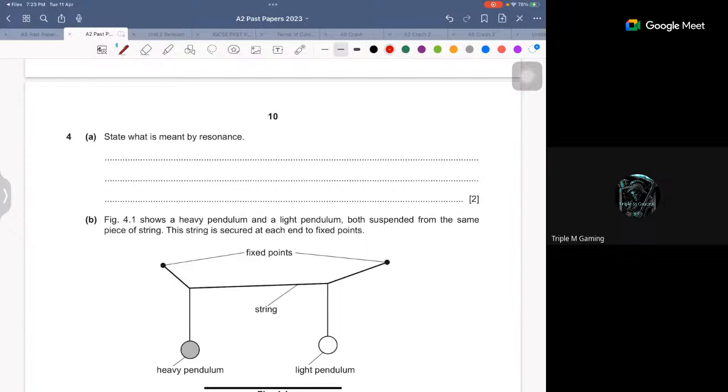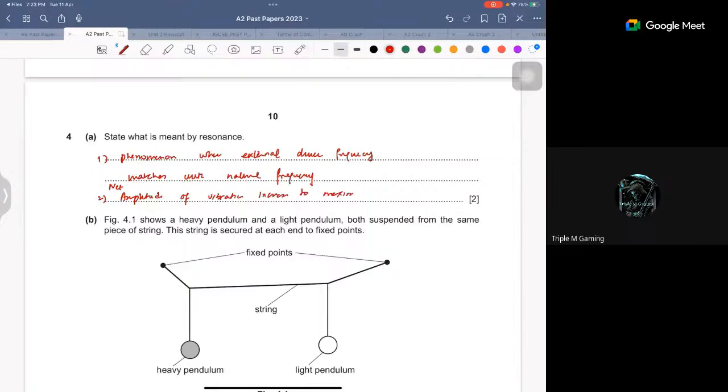Now, what is meant by resonance? Resonance is a phenomenon where an external driver frequency matches with the natural frequency. And when this happens, basically the net amplitude of vibrations increases to maximum. This is what resonance means. All right, is it clear?